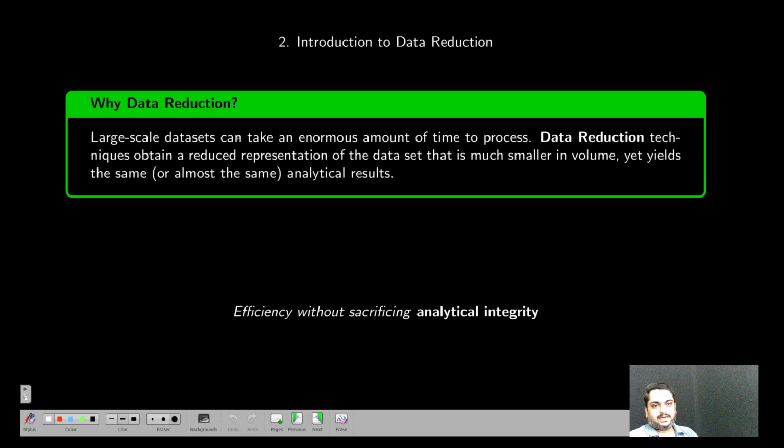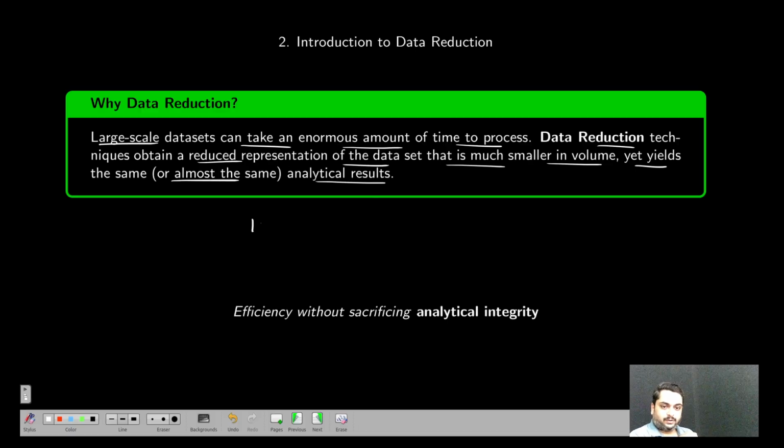Now, what is data reduction and why do we need it? Data reduction means reducing the data. It may be in terms of the number of features or attributes, or in terms of the number of rows, data values. Why do we need it? Large scale data sets can take an enormous amount of time to process. Processing is a big challenge here. Data reduction techniques obtain a reduced representation of the data set that is much smaller in volume, yet yields the same or almost identical results.